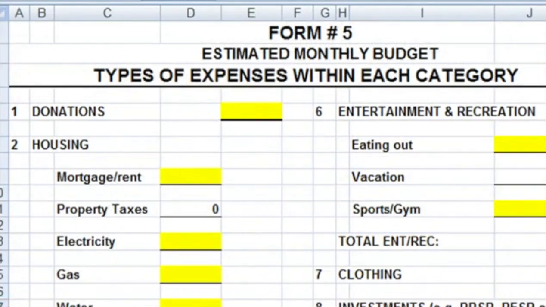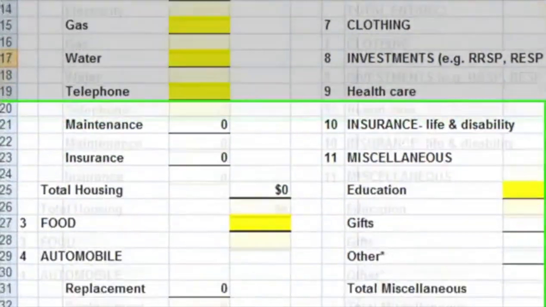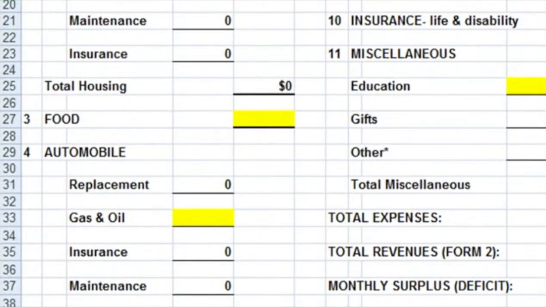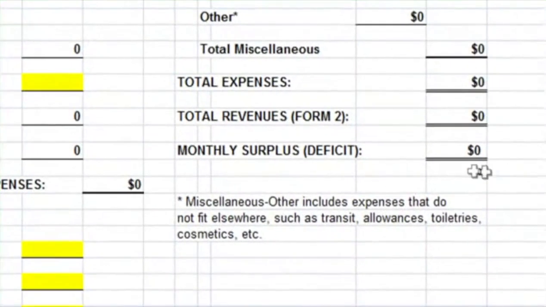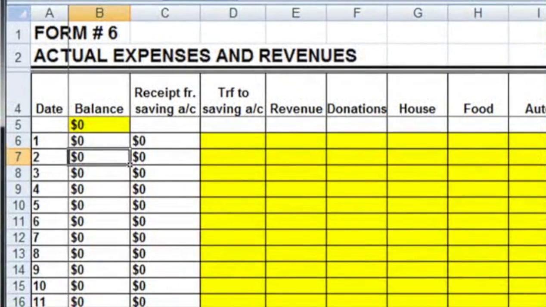Form number 5 is your estimated monthly budget, which provides an overview of all of the expenses that you anticipate you're going to incur on a monthly basis. This is an important form as it shows, perhaps more importantly than anything else, whether you have a monthly surplus or deficit. Form number 6 is the form that you're going to use almost on a daily basis, or perhaps every 2 or 3 days, where you start tracking your expenditures, and I'll provide the details later, but it's an important form.